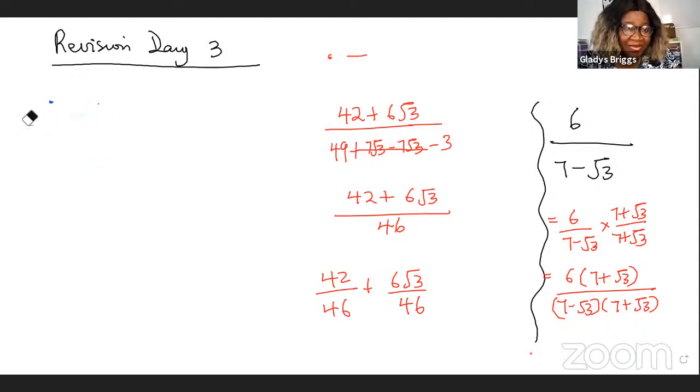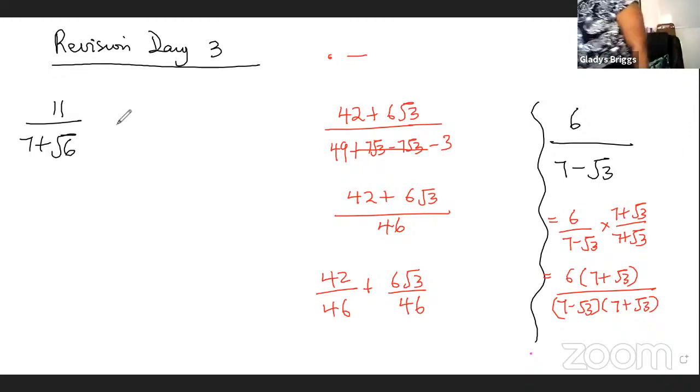I know that you have your math skills and you want to just go. 11 over 7 plus root 6. Okay, you guys try out that one, okay? Now quickly, so that we can go on to topic 8 and 9, okay, guys?